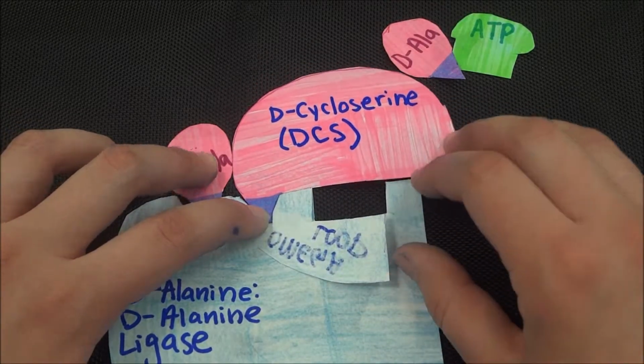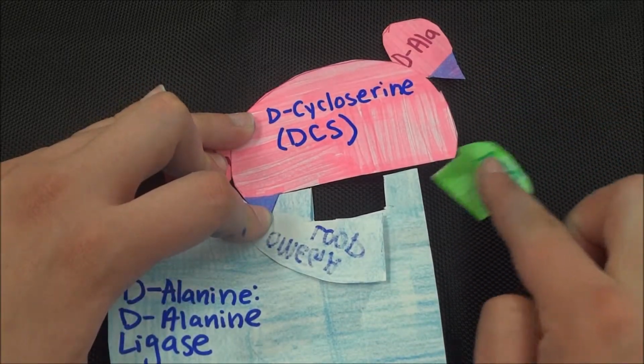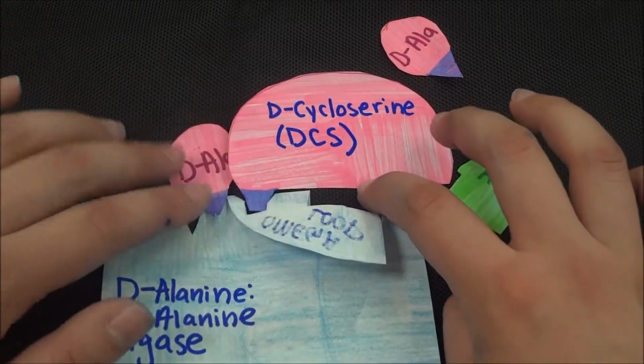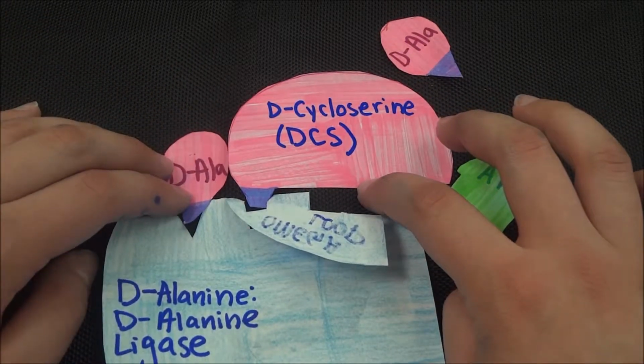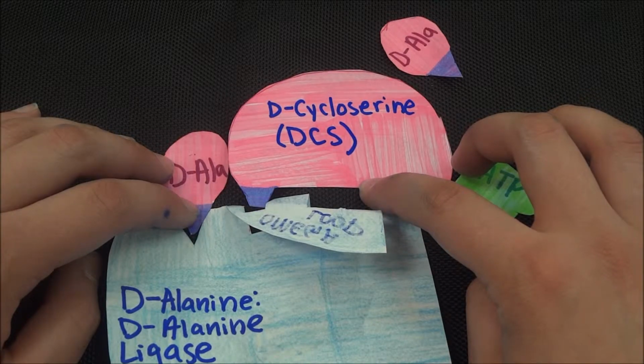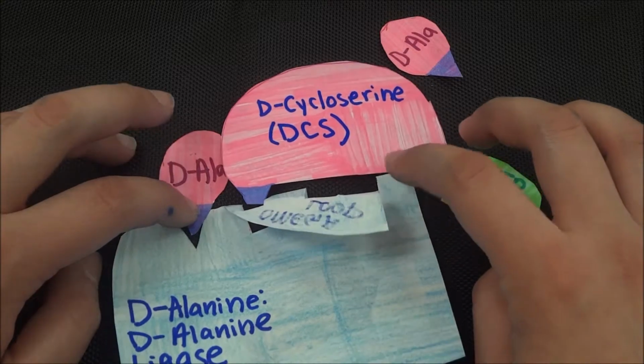Notice when DCS is bound here, ATP cannot bind to D-alanine-D-alanine ligase. Because ATP and two D-alas cannot bind to D-alanine-D-alanine ligase, this is not going to form a D-ala-D-ala dipeptide, which can be used in the cell wall. Because this dipeptide cannot form, the cell wall is going to be weaker, and that would make the cell susceptible to an attack by the cells of the immune system, which would later kill the cell.